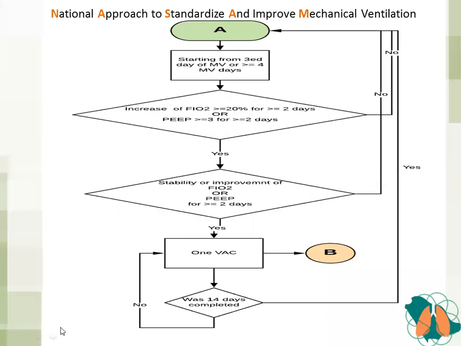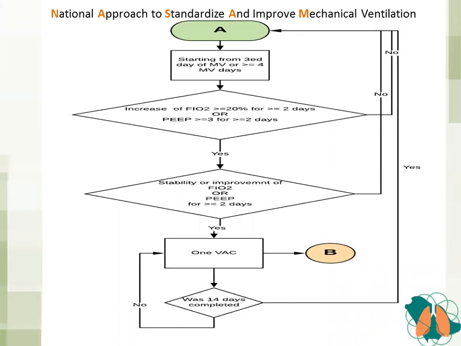you should see the previous 2 days. If there is stability or improvement of FiO2 or PEEP for the previous 2 days, meaning the patient was on PEEP of 5 for the last 2 days, 5 and 5, that's stability. If the patient was on 8 and then decreased to 5, that means improvement. This can also be done for the FiO2. If the patient was on 40% FiO2 and the previous 2 days were 40 and 40, that's called stability. If the patient was on 60 and decreased to 50 or 40, that means improvement. And worsening condition should be more than 20 in FiO2 or more than 3 in PEEP.